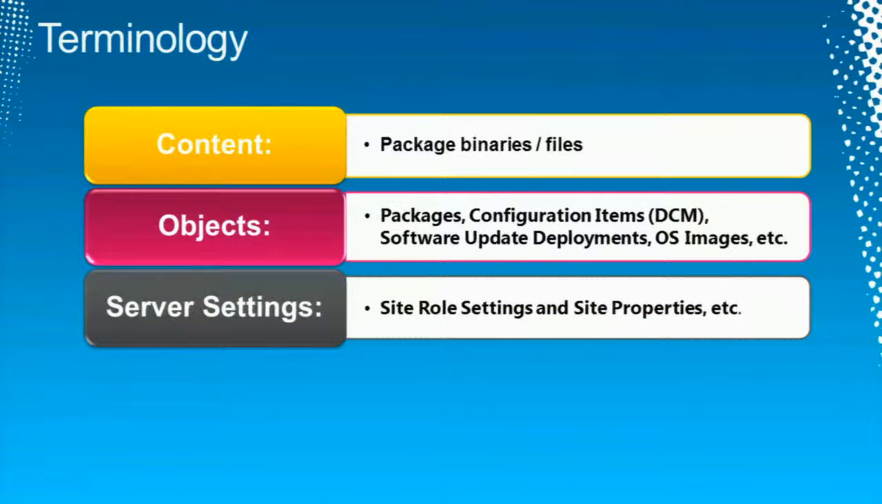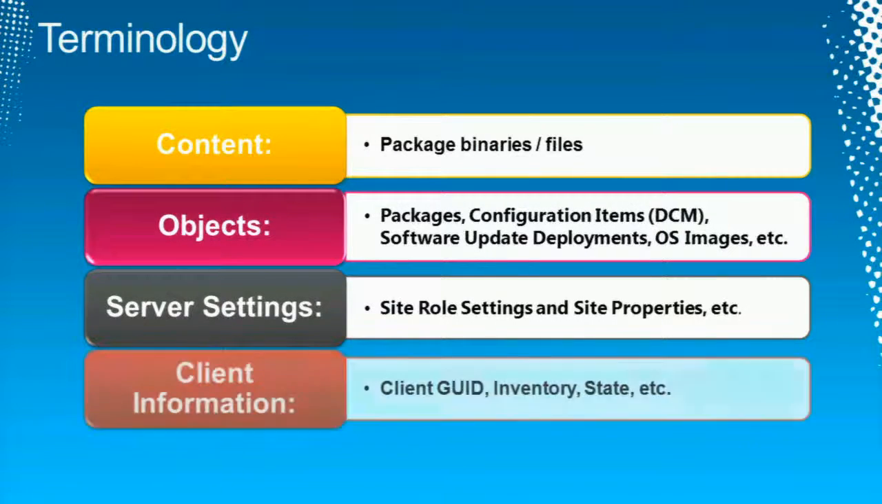Server settings, site roles that you have configured in your environment, the properties of those site system roles, and so on. And then lastly, there's client information. Buying the client GUID, so the unique client identifier, the inventory information for the client, its status information, its current state information for patch compliance and DCM compliance, and so on. So those are the four different types of things you need to think about in your migration process.